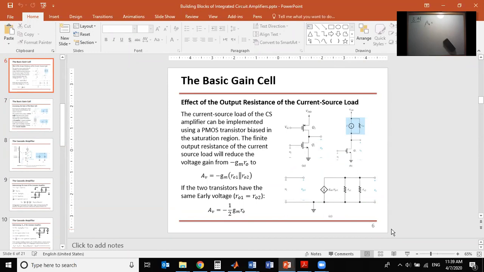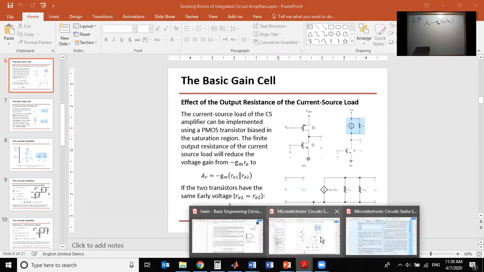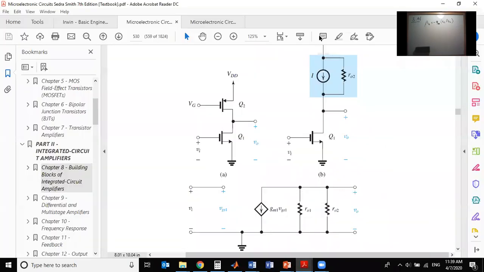Let me see. A_V is negative 0.5. Negative gm, RO1 parallel to RO2. And which is correct, right? Because this second transistor is going to be parallel to the first one. RO of the Q2 will be parallel to RO1, in the AC analysis. Because this second transistor will be replaced with its RO, if you see the equivalent circuit. If you go back to the textbook to see it in a bigger picture, RO2 is parallel to the output, which is RO1. So RO1 parallel to RO2, as you can see here.